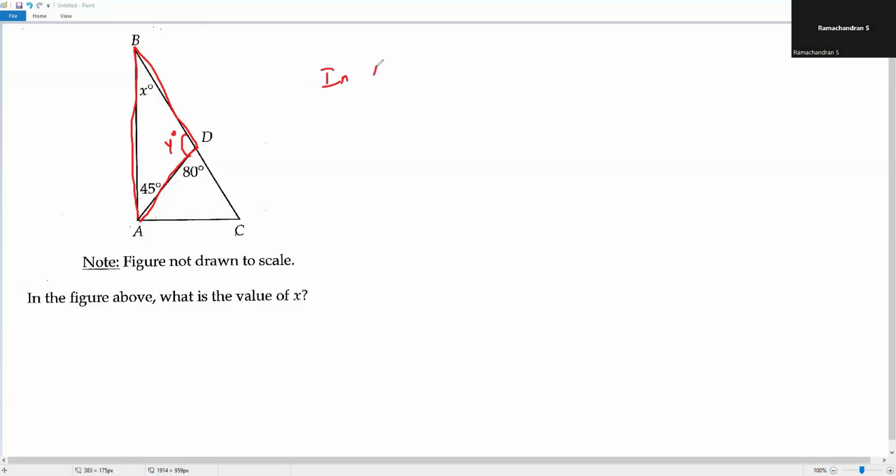Now in triangle ABD, we can consider the triangle angle sum property. That is, in any triangle, if you add the three interior angles, they will always add up to 180 degrees. So x degrees plus y degrees plus 45 degrees is equal to 180 degrees. If I know the value of y, I can plug in that value and solve for x. So my aim is to solve for x. That's the target of the question.